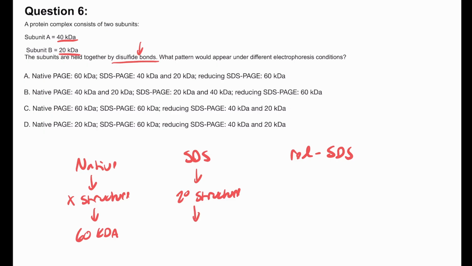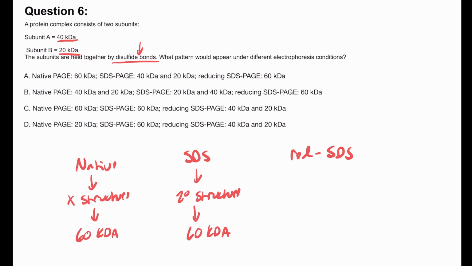And so again, because the subunits are simply put together by covalent bonds, by disulfide bonds, we still expect a 60 kilodalton product. And that's because we're not destroying the disulfide bonds that are holding this protein together. Yes, the secondary structure might be completely ruined in both subunits, but they're still going to be stuck together and still going to be traveling together on an electrophoresis gel.